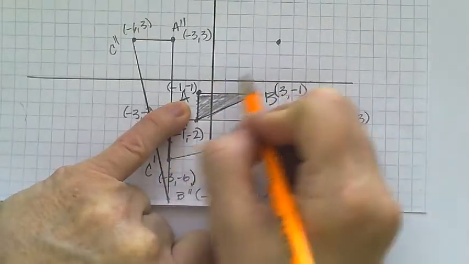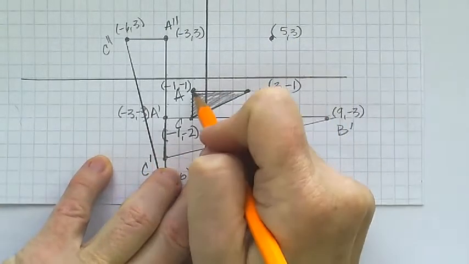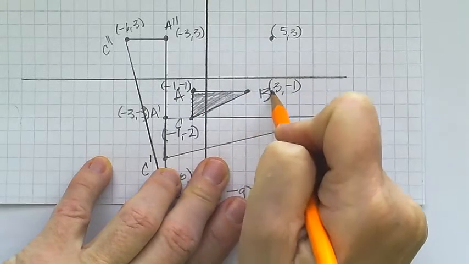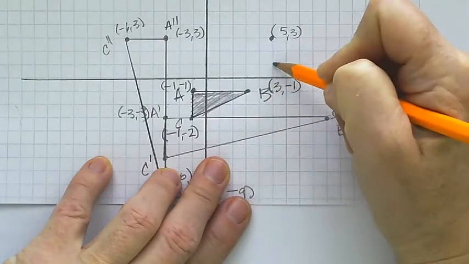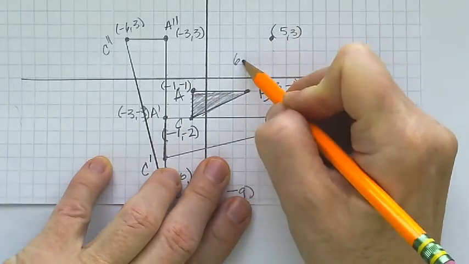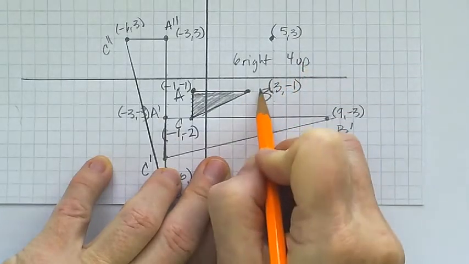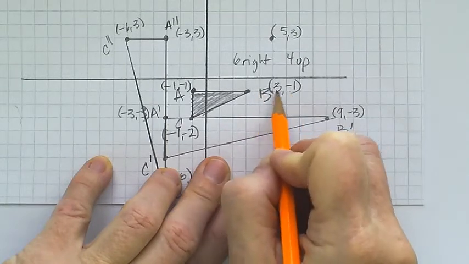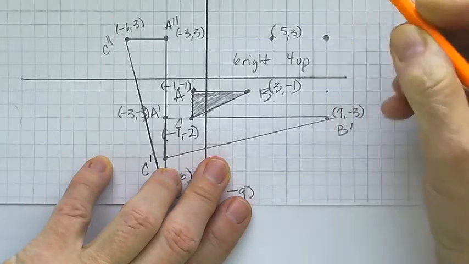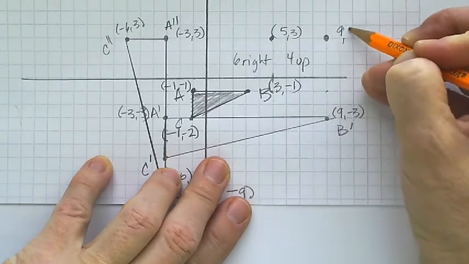Well, if A is at 5, 3, this is a little preview of something we'll be doing later. So A moved 1, 2, 3, 4, 5, 6 to the right, and up 1, 2, 3, 4. So then B is also going to move 6 right and 4 up. So if I do that, I would get 1, 2, 3, 4, 5, 6, 1, 2, 3, 4. And that would put me at, let's see, this was 5, so 6, 7, 8, 9, 3.